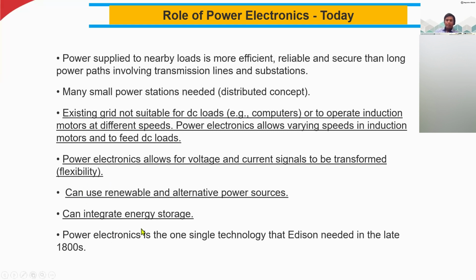And also it helps to integrate the energy storage. So power electronics is the one single technology that Edison needed in the late 1800s. He did not have it at the time. So for example, the MOSFET was really introduced in the 70s and 80s, and it got more and more advancements after the 1990s, just 30, 40 years ago.